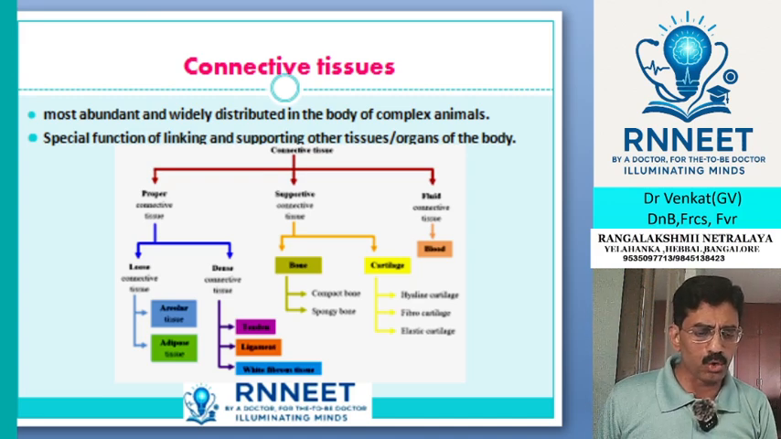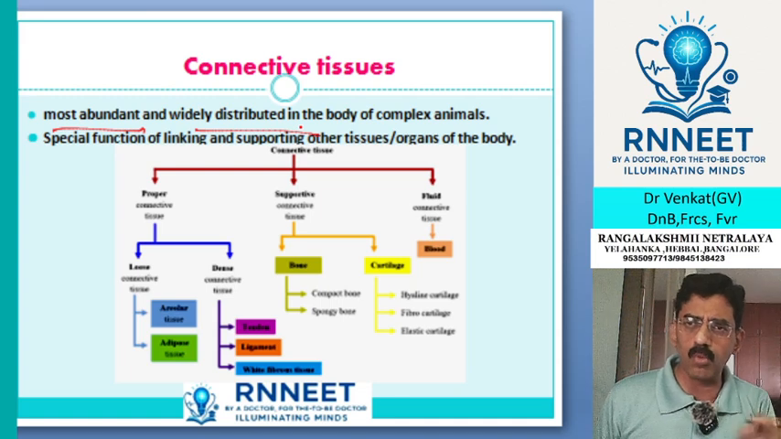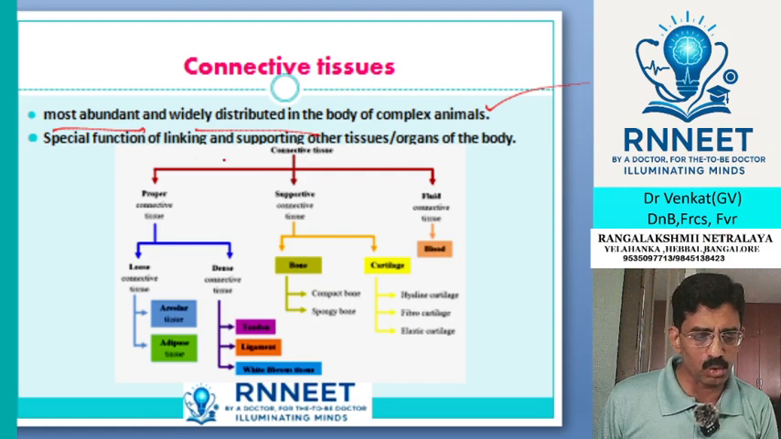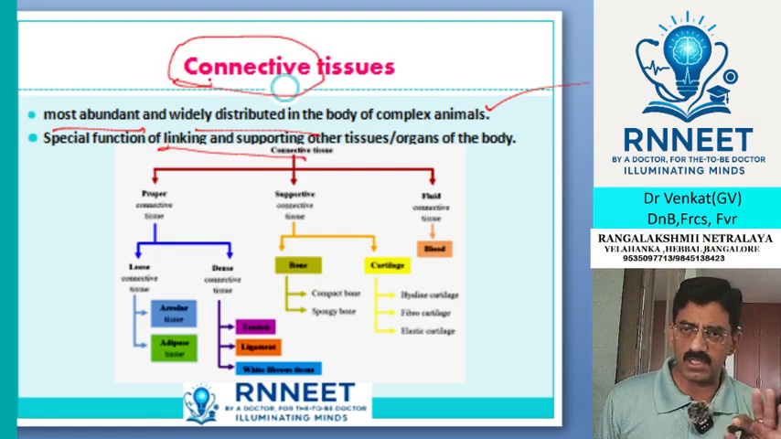So the connective tissue is very important. They are the most abundant and the widely distributed. If they ask which is the most abundant tissue, you need to remember it is connective tissue. And their special function is to link and support. That is why the word connective itself means that.